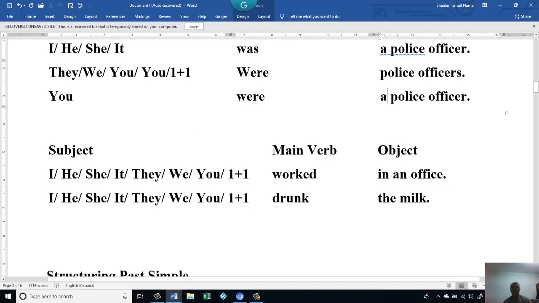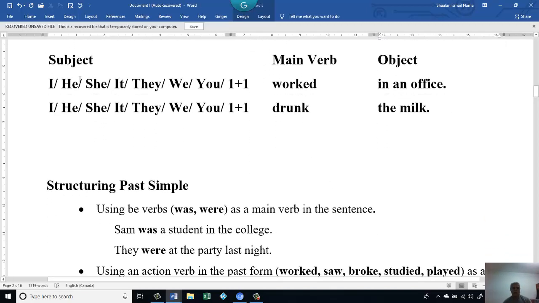The second kind, we have the main verb. Same thing, all subjects: I, he, she, it, they, we, you, and then a plural subject, we say 1 + 1. The verb stays the same. There is no change for any of those subjects when you use the verb with them. We have two kinds of verb, as we said. Regular verb, we just add ed to it, then it changes to the past. Then we have the object. Here it is going to be the object of the preposition. Sometimes you could also call it a complement.